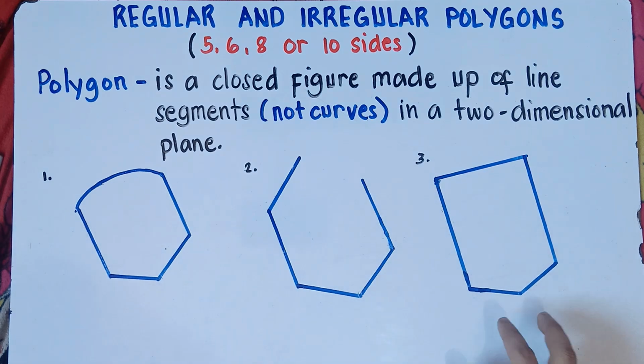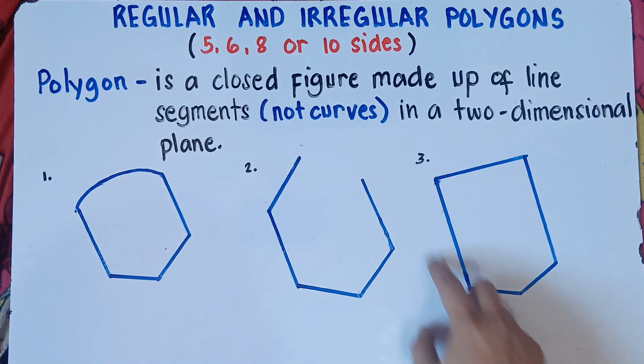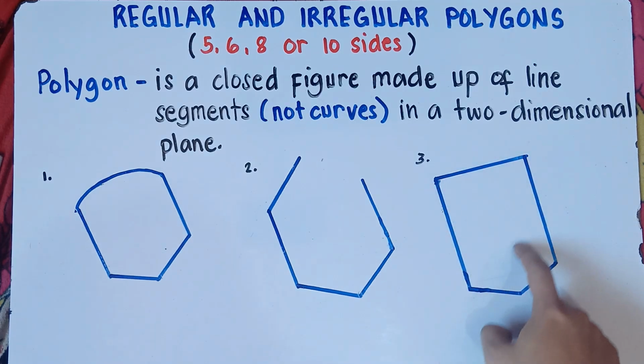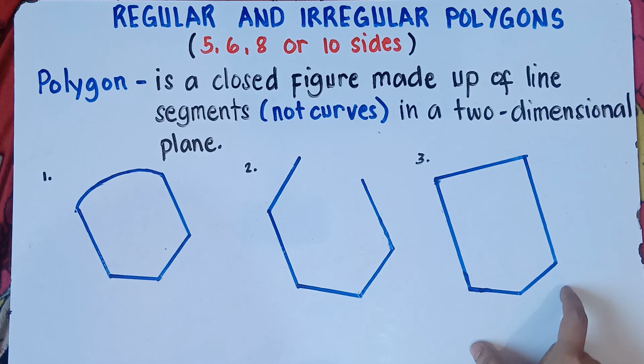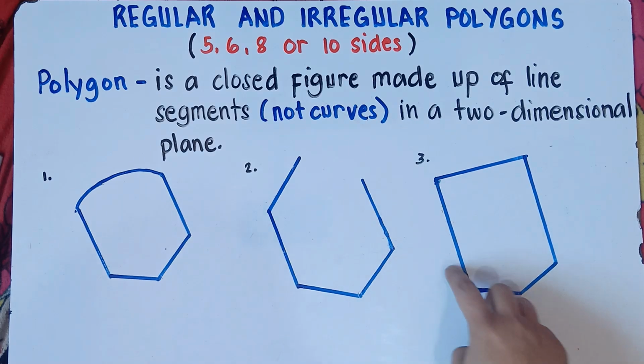Now for number 3, can we call this a polygon? Yep. This is a polygon because it's made up of line segments and it is a closed figure. If you have a closed figure made up of line segments in a two-dimensional plane, then it is a polygon. We call this one a pentagon. A polygon with 5 sides is called a pentagon. So 1, 2, 3, 4, 5.